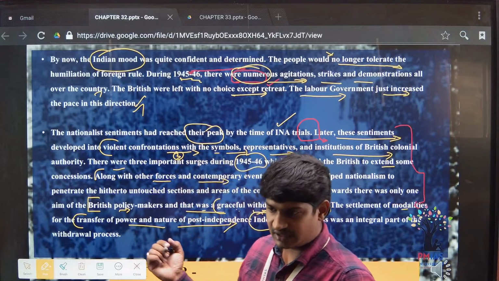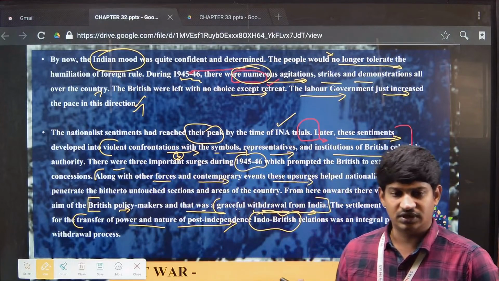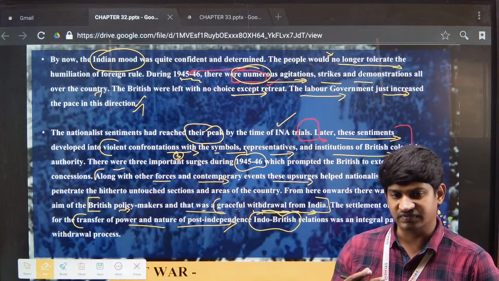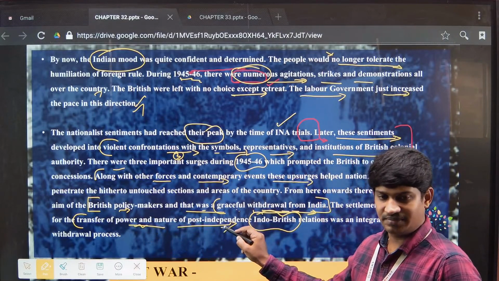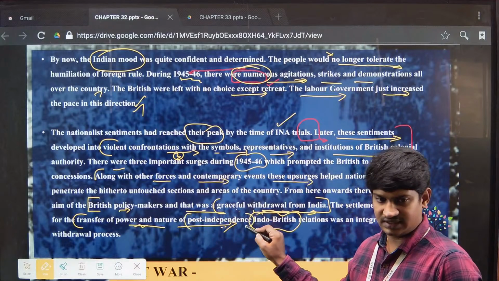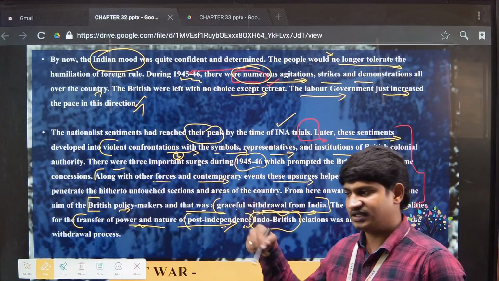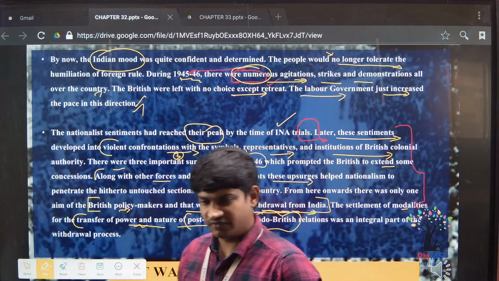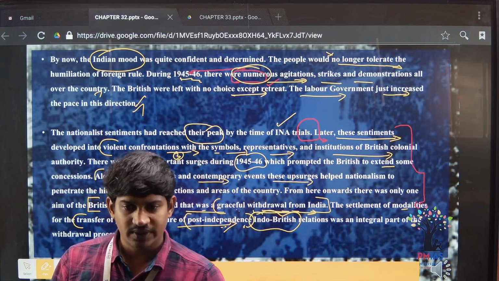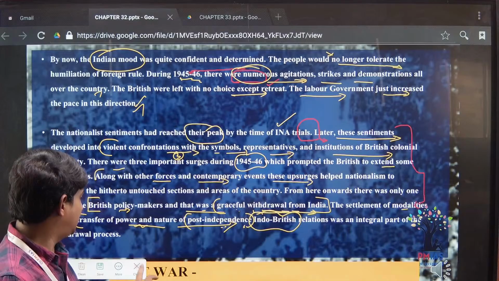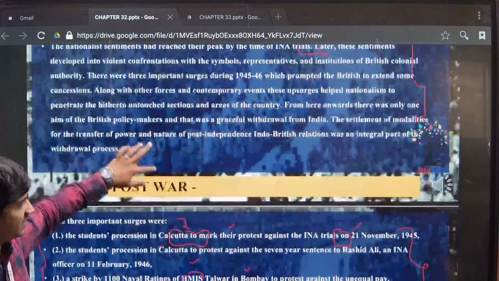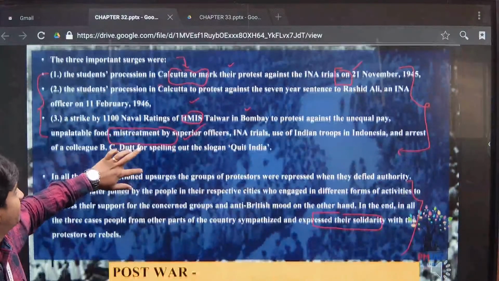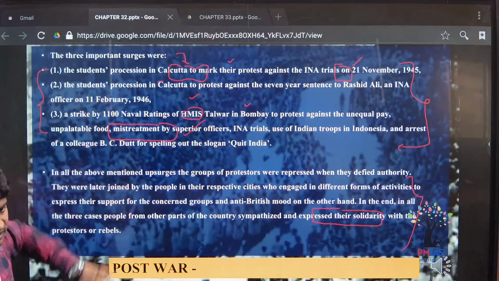At this point, the Indian National Congress leaders said, we are also ready to work with you. Despite the transfer of power and independence, in the post-independence era we will be a friendly nation for you. We are ready to join the Commonwealth group of nations. The Indian National Congress, the recognized political party from the Indian side, accepted this. Okay, so the three important surges.